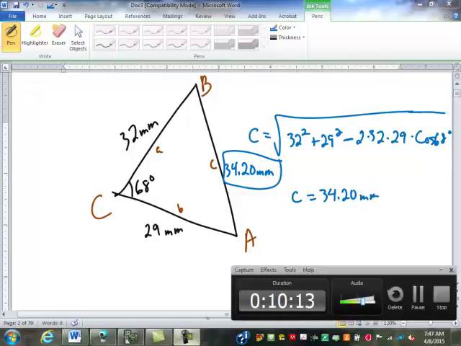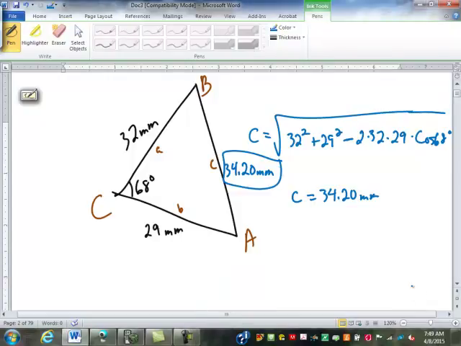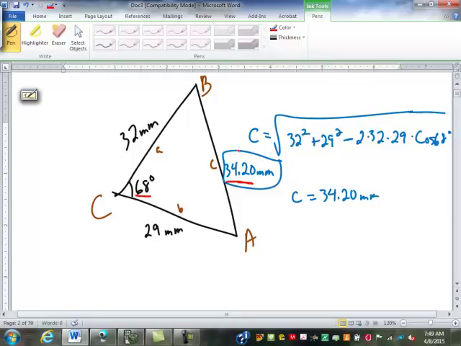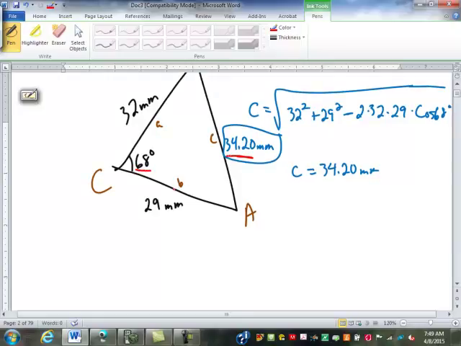I'm going to pause it right there. Law of cosines should never have to be used more than once on an individual problem. Once you've done that, now you do have a side and the opposite angle. So now it's back to the law of sines. Unfortunately, you can't go back to original information anymore. You have to use that side you calculated. So it's 34.20 over the sine of 68 degrees.